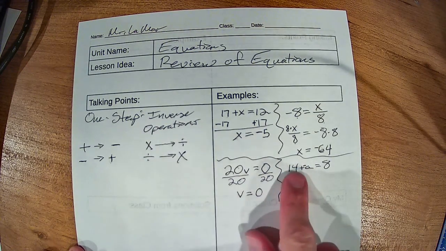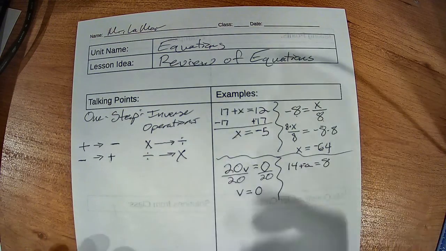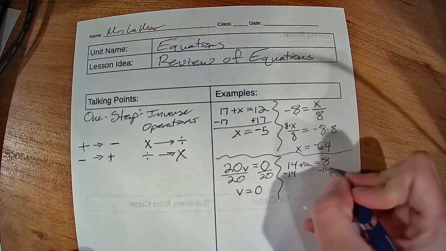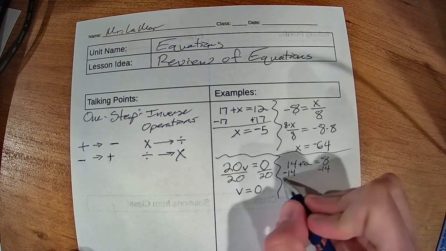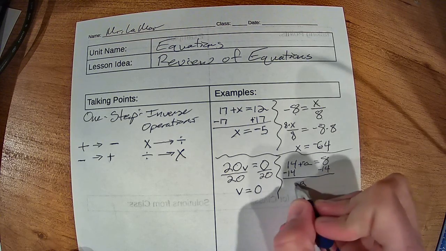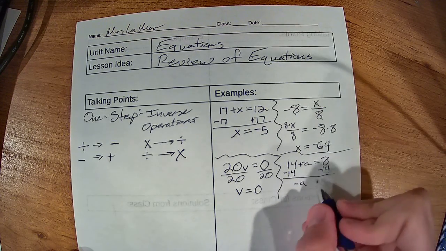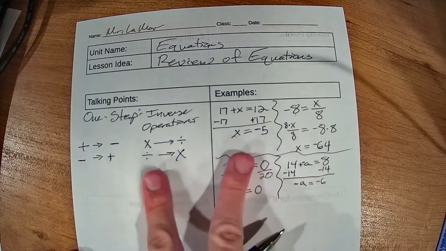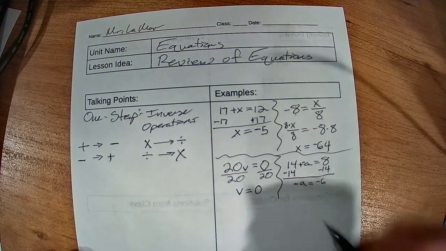So if I want to do the inverse, if I want to undo this addition of 14, then I'm going to have to subtract 14 from both sides. So a positive 14 subtract 14 is 0. So I've got the opposite of a, or negative a. We could read it either way. And then 8 subtract 14 is a negative 6. Now, this problem actually is a two-step problem, which is where we'll head next.